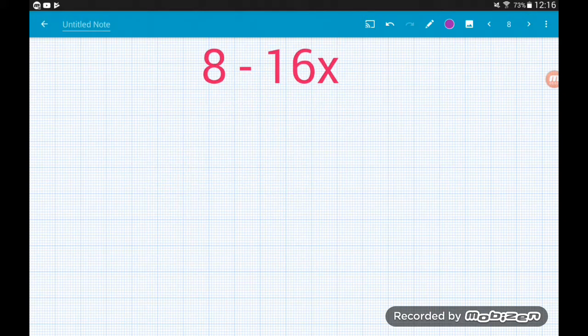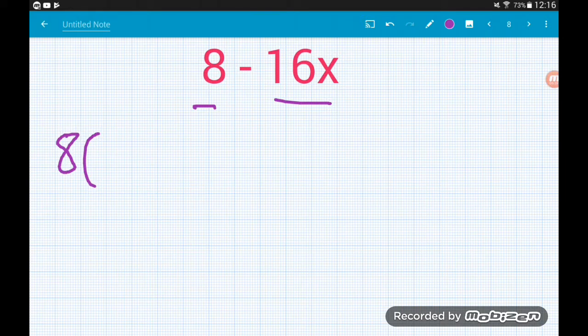8 minus 16x. So a little bit different here. We've got a minus x term. So what is common then between 8 and minus 16x? Well, again, it's one where we've got a few different ones. We'll do it with the biggest common factor first, and then we'll go through it again differently. So the highest common factor here between 8 and 16 is 8.